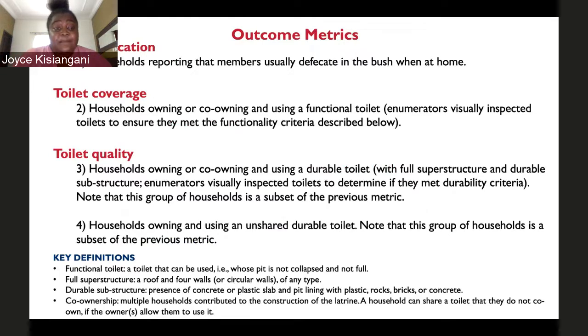The third outcome metric had 2 components. So this is the toilet quality. So the first component is the proportion of households who own or co-own and are using a durable toilet. So we define a durable toilet as a toilet with a full superstructure. So this means it has full walls and has a roof, and it has a durable substructure. So a durable substructure is a substructure with the presence of a concrete or plastic slab, and it's lined with either plastic, rocks, bricks, or concrete.